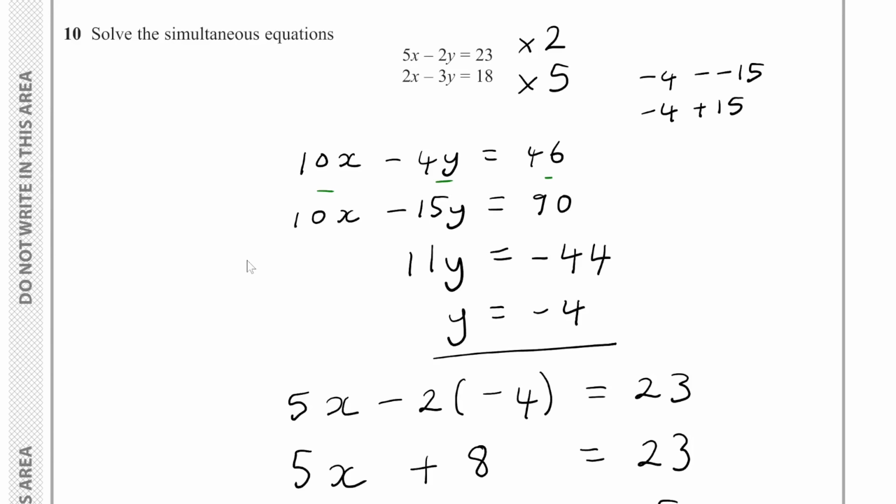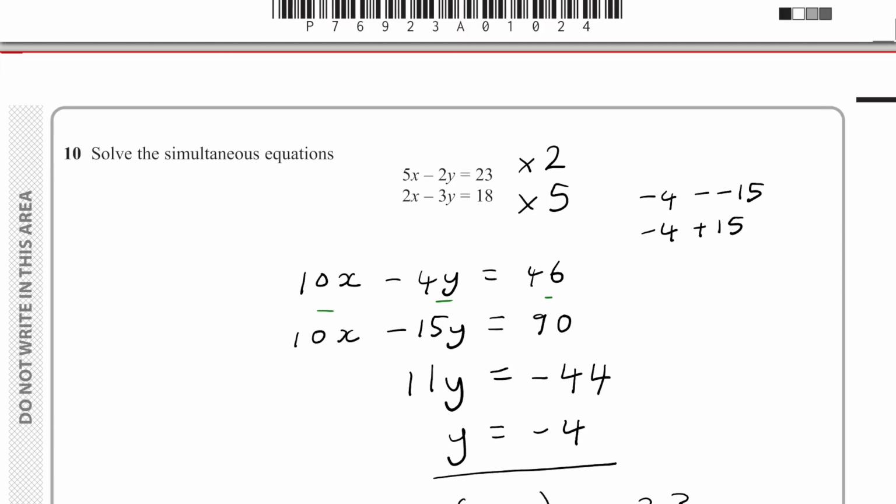We can check our answer by substituting back in. So 3 and negative 4. 2 3's are 6. Take away 3 negative 4's. If we take away a negative, we add. Negative 3 times negative 4 is plus 12. 6 plus 12 is 18. We know it's correct.